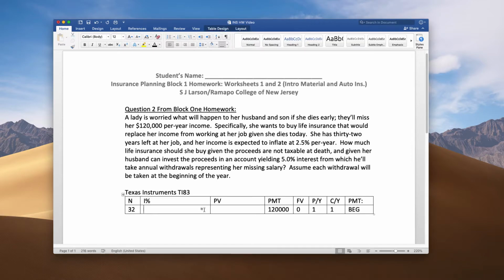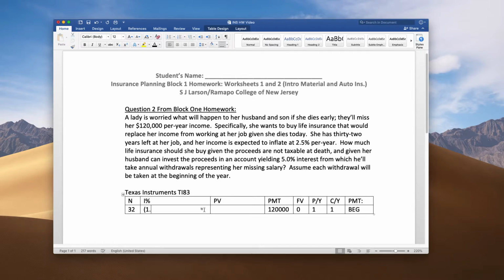Now, remember that we're expecting 2.5% more per year. In other words, he wants to pull out 2.5% more in the second year than he pulled out in the first year, and then all along through the 32-year period. So this is what I have to do to make that happen. I have to use the real interest rate.